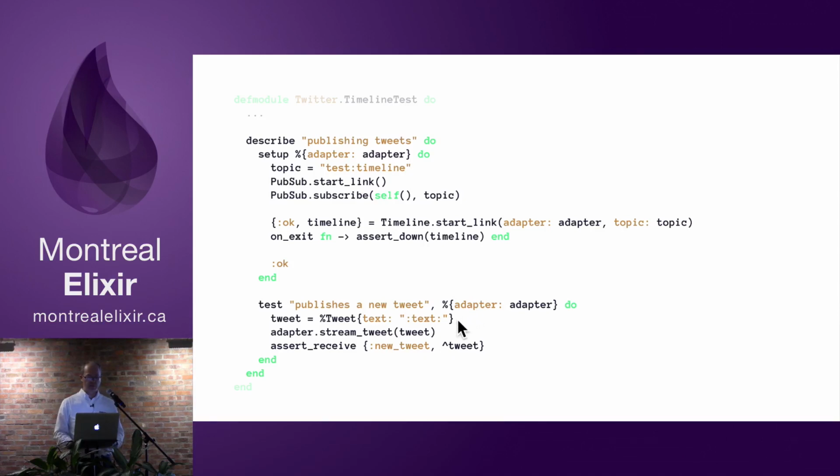Now, the real test is, I have a tweet. I have my fake adapter. I have a utility function in there to fake a stream, like fake streaming the tweet. And then we are asserting that we received a message, new tweet, with the tweet we specified here. It's only 3 lines of code, but there's a lot going on here. So we have something simulating the stream, the X-Twitter stream, and then here we're asserting that PubSub sent the new tweet message.